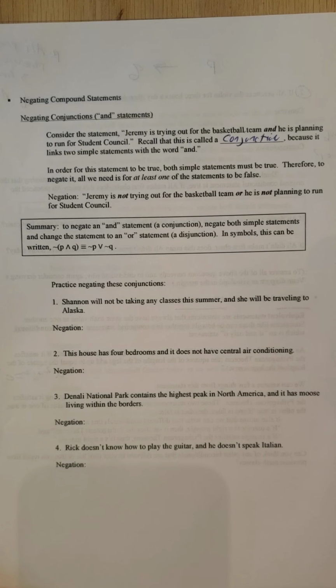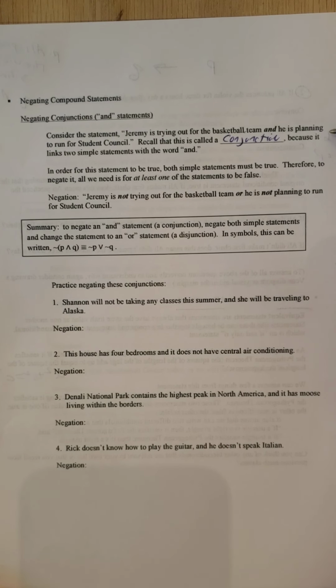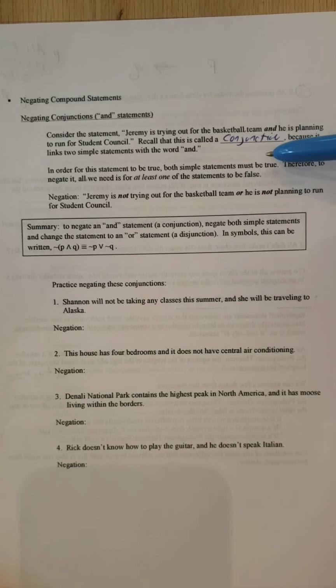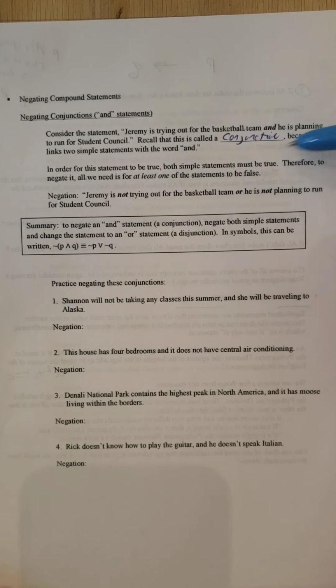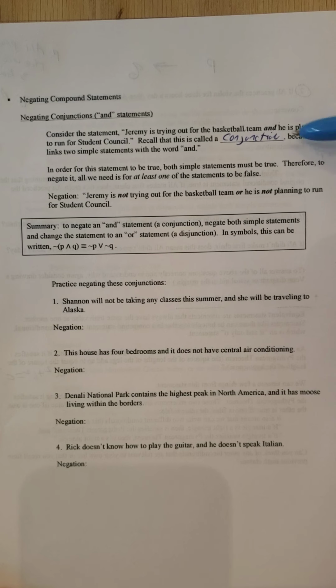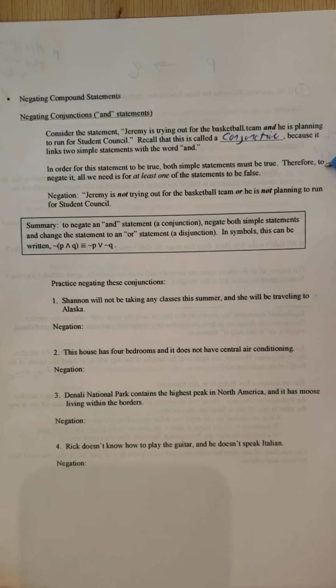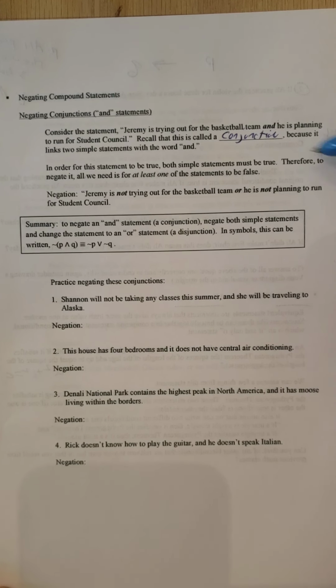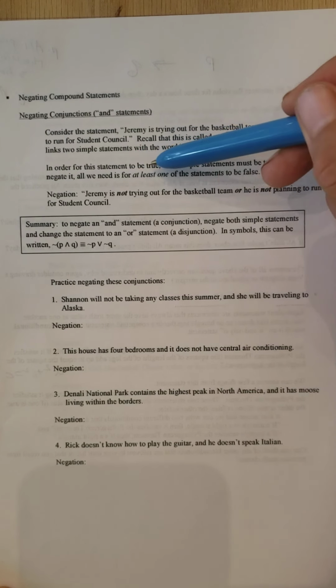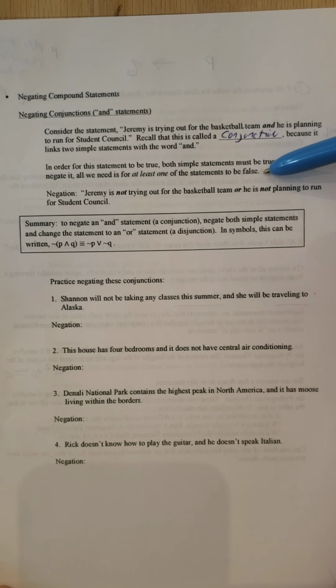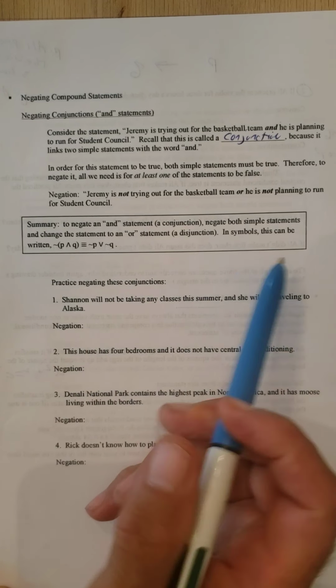Okay. Not that, again, I'm going to be testing on that definition, but the "and" was a conjunction. In order for this statement to be true, remember both statements have to be true. So for an and statement, both sides have to be true. Therefore, to negate it, all we need to do is say that at least one of these has to be false. Okay? And this is where De Morgan's laws come in.